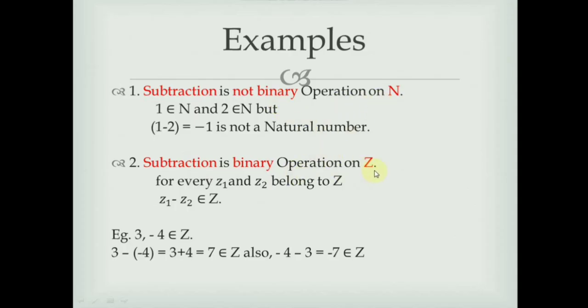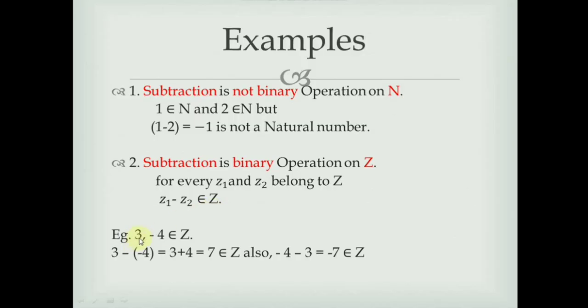Because for every Z1 and Z2 belonging to Z, that is, for every pair of integers in the set of integers, the subtraction of integers is again an integer. That's why subtraction is a binary operation on the set of integers. But it is not a binary operation on the set of natural numbers.